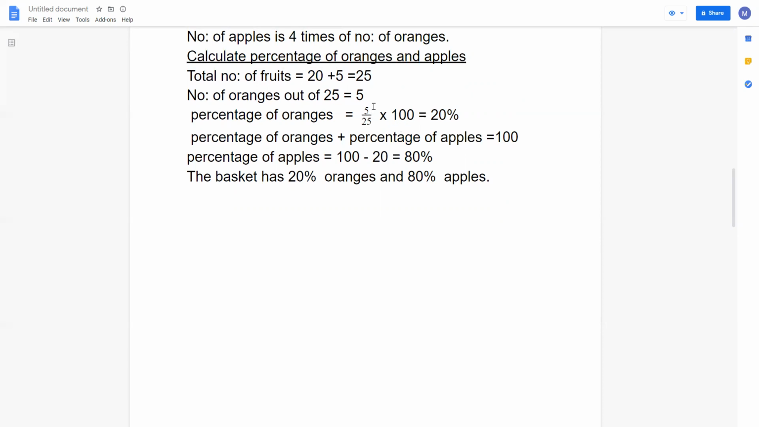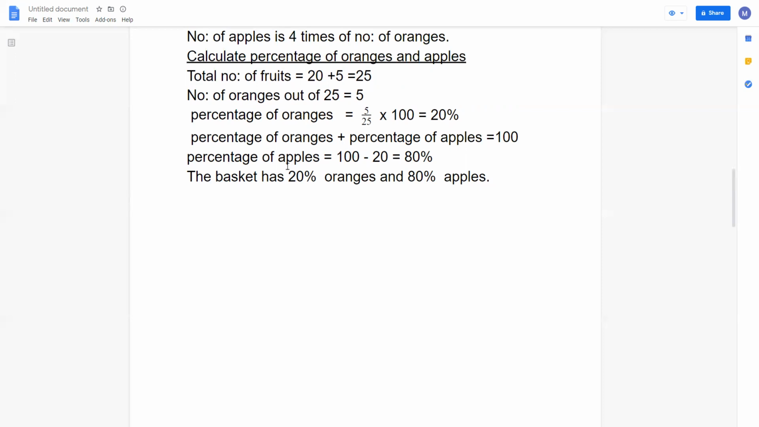What is the fraction? 5 out of 25. That is 5 upon 25. Now to convert into percentage, you have to multiply this fraction by 100. So 5 upon 25 multiplied by 100, calculating, you will get 20%. So we have got percentage of oranges equal to 20.